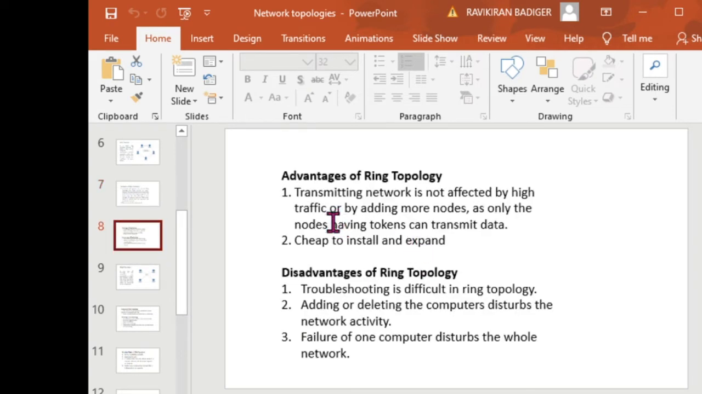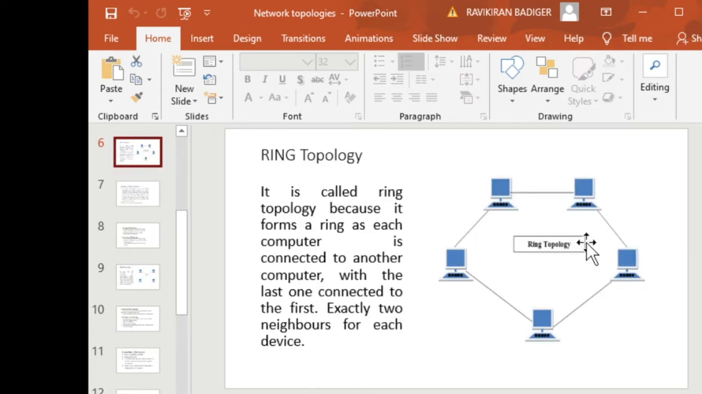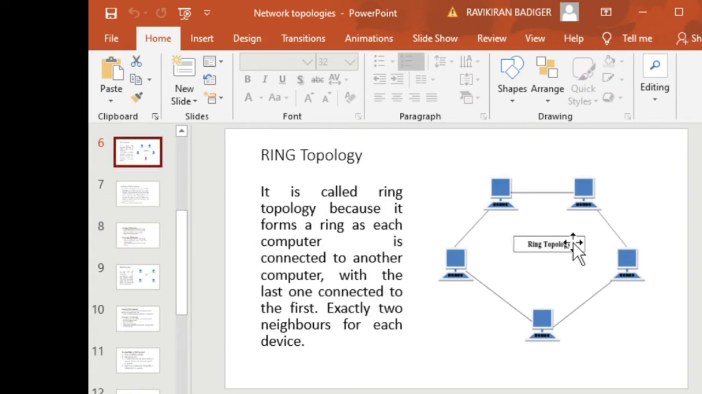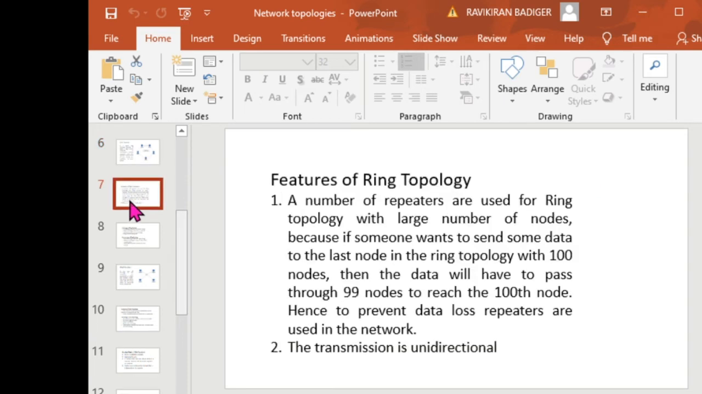The advantages of ring topology. The transmitting network is not affected by high traffic. Adding or deleting the nodes will not affect the entire network. And it is very easy to install, and it is very cheap to install.